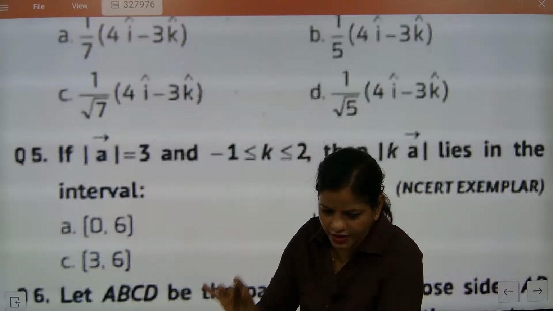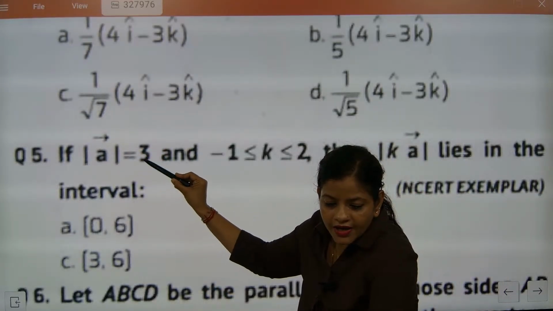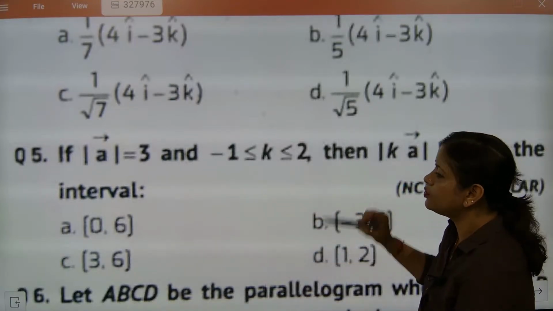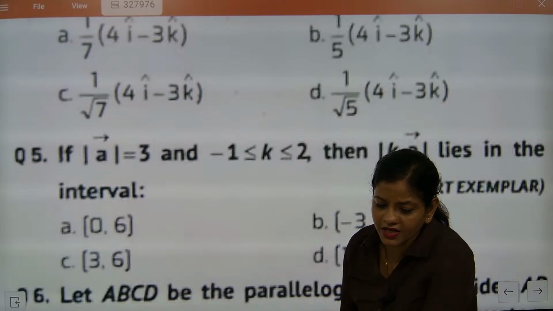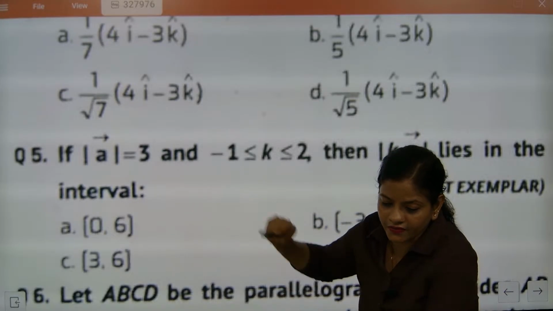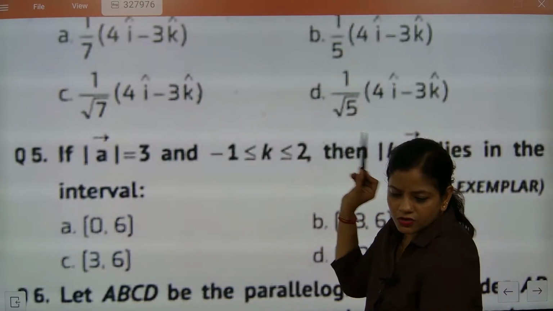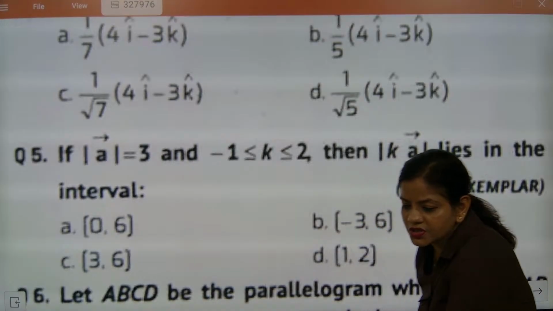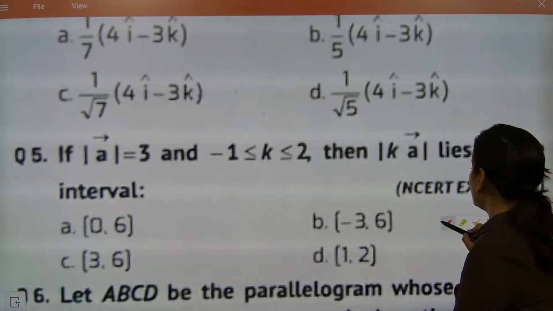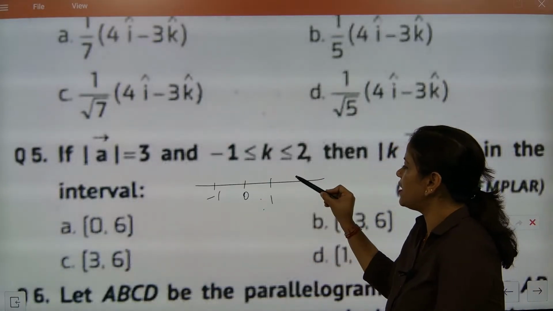Just listen carefully. When you are writing the modulus, the magnitude of a vector is coming as 3. Now the k value is coming between -1 to 2. Maximum how much can we take? Magnitude is a positive part. Magnitude will never give you negative. Whatever negative number is inside the magnitude, it will become positive. So the limit of k, here k is the deciding factor. So the k value lies between -1, 0, 1 and 2.